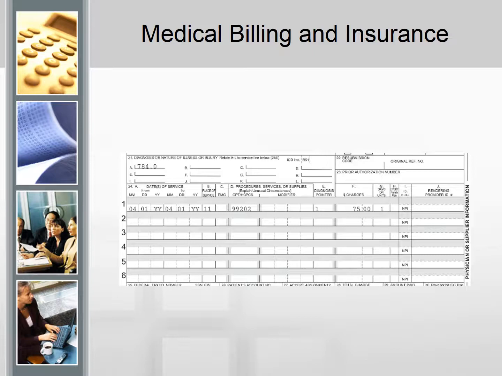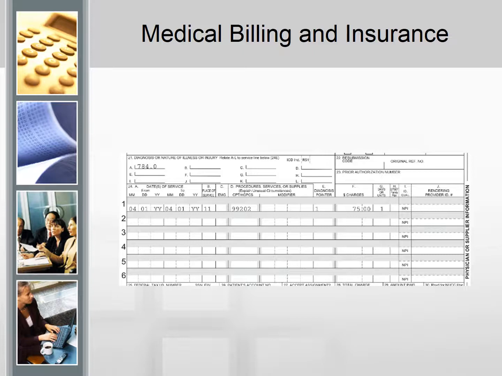Block 22 is typically left blank. That's reserved for claims that are being resubmitted for some reason. Block 23 relates to prior authorizations. So if you needed to obtain a prior auth number for a particular procedure, then that would be entered there.